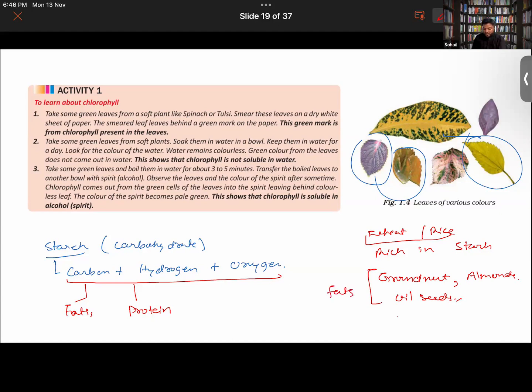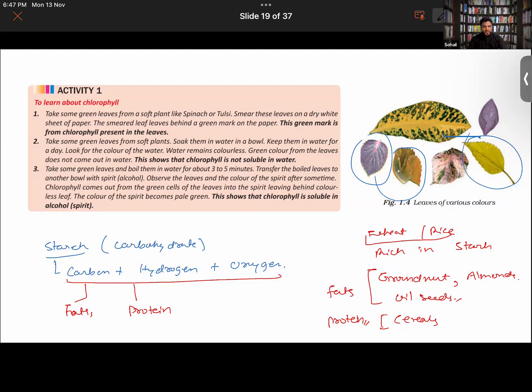Then you have cereals, where the food is synthesized as protein, right? We say that pulses have more protein, right? So this is how the food is synthesized in the plants in different forms. Also, the food that is prepared by the plant gets stored in different parts of the plant. It could be underground root, underground stem also.